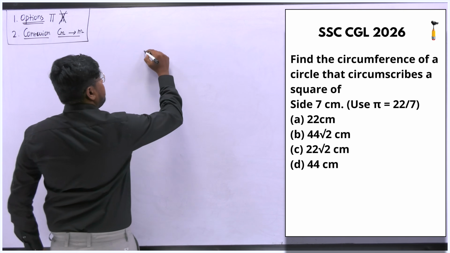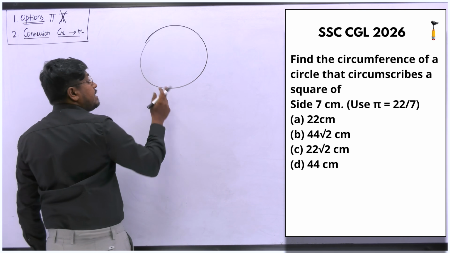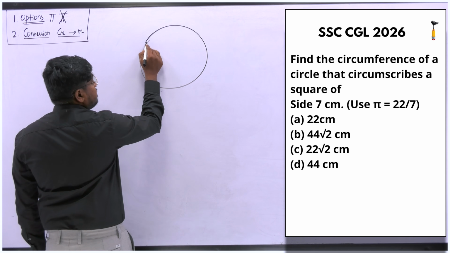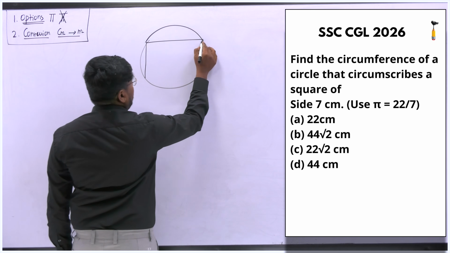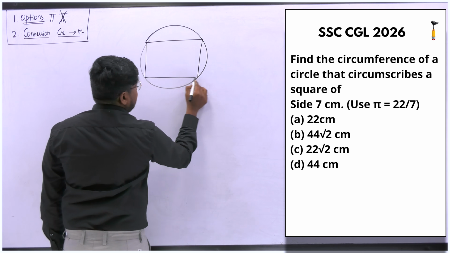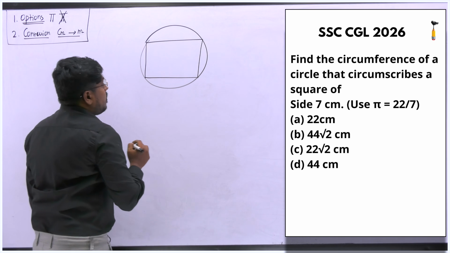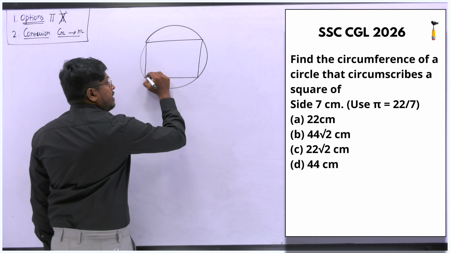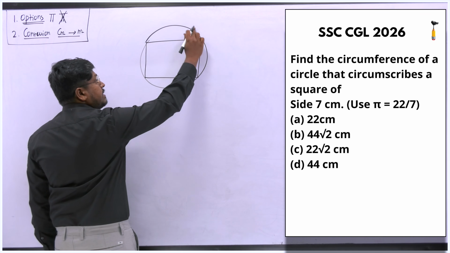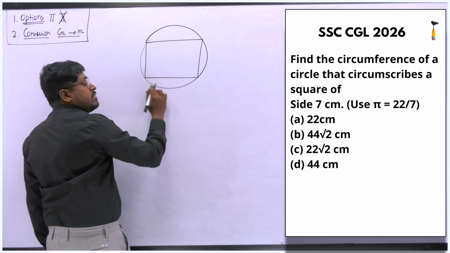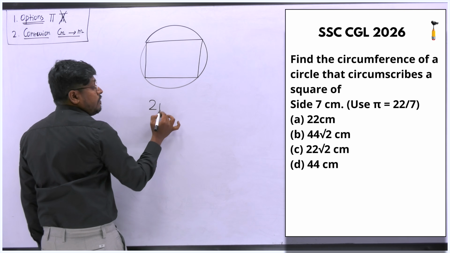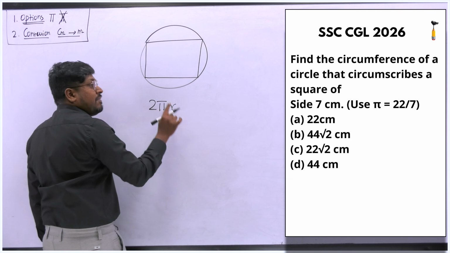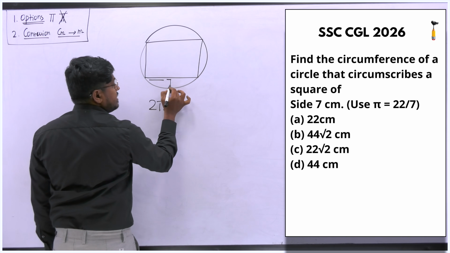Just see here, in the previous question we drew a circle inside a rectangle because it was inscribed. If it is circumscribed, we have to draw a square inside a circle. I told this at the start of the video, so always remember that. Here, our target is to find the circumference of the circle. The circumference formula is 2 pi r, but the radius is not given. They have given the side of the square, which is 7 centimeters.